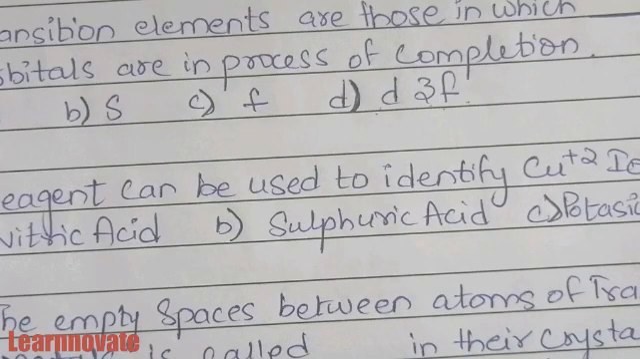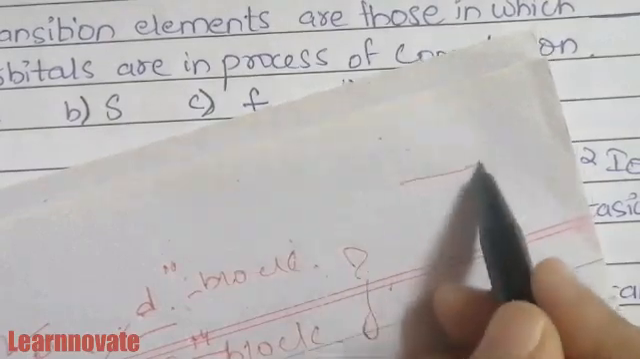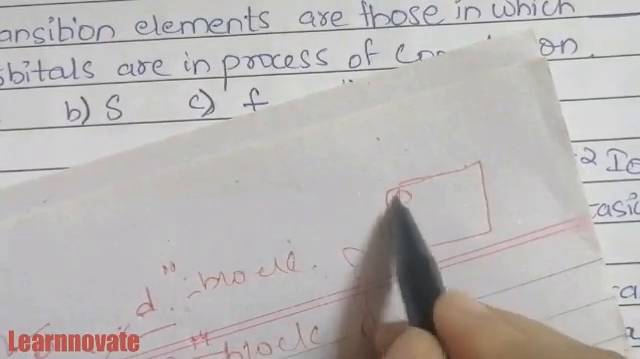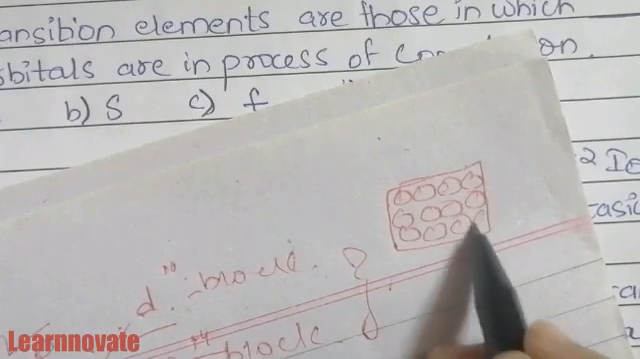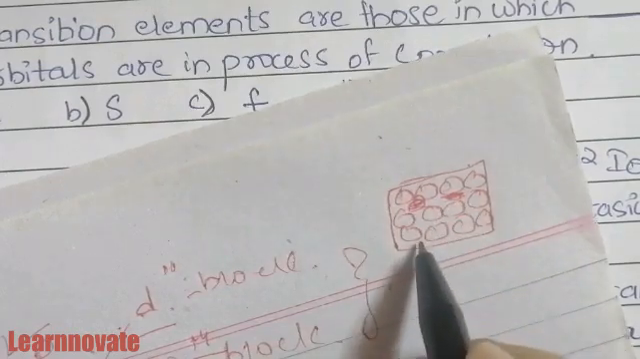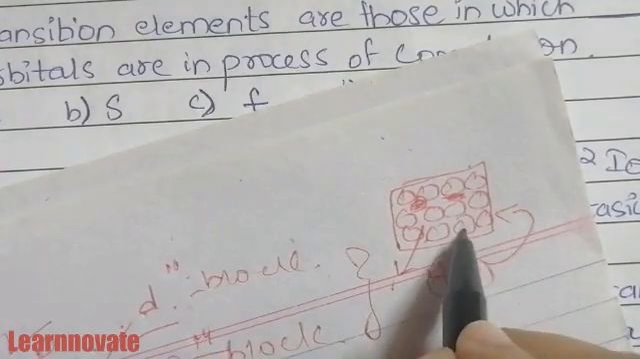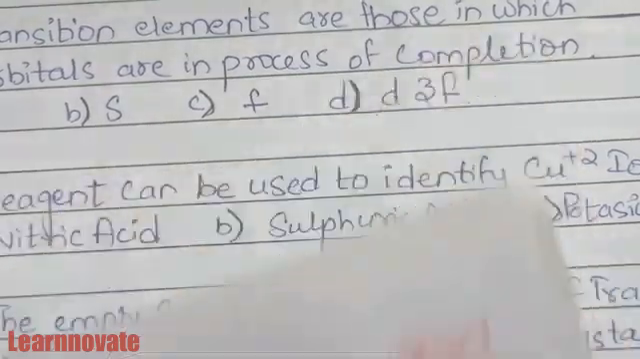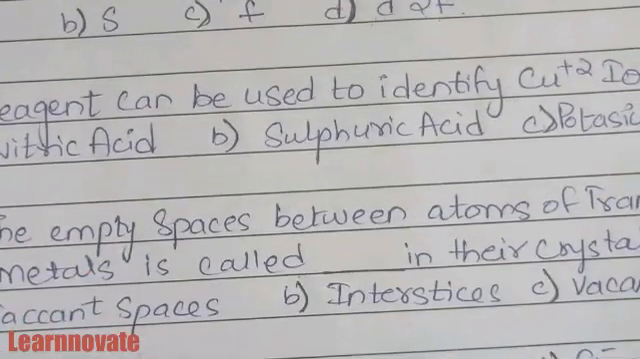Question number 3 says the empty spaces between the atoms of the transition metal in their crystal lattice are called dash. I explained to you previously that there is a crystal lattice of the D block element in which the atoms of the element are arranged physically and attached to each other, and there is some space between them. You can see this space between these metals is present for some gases like hydrogen to accommodate there. These spaces are called interstitial spaces. So the answer for question number 3 is B, that is interstices.